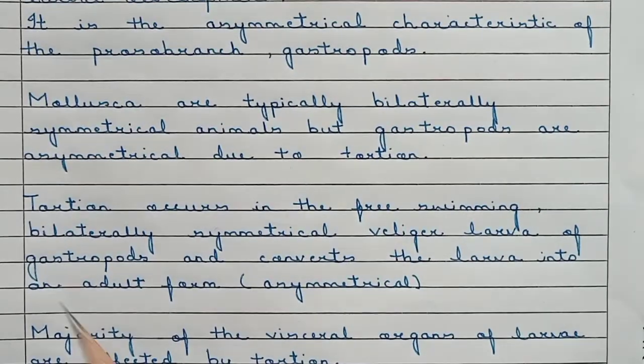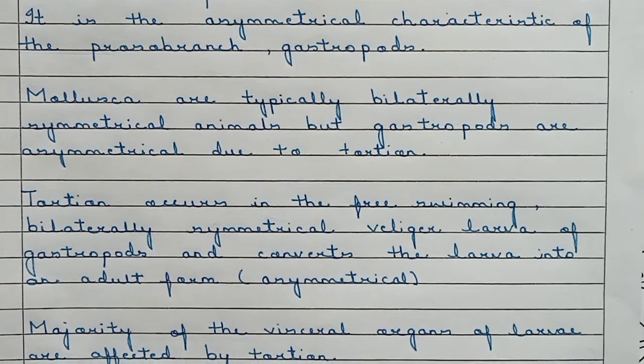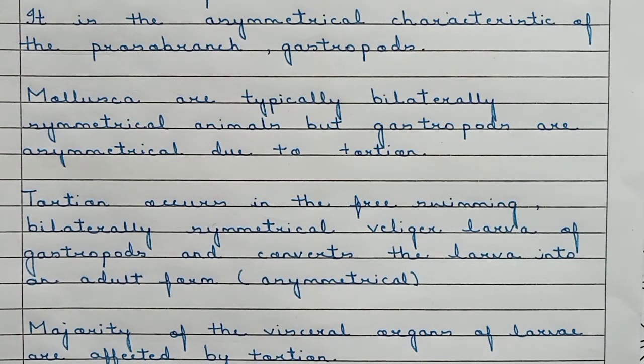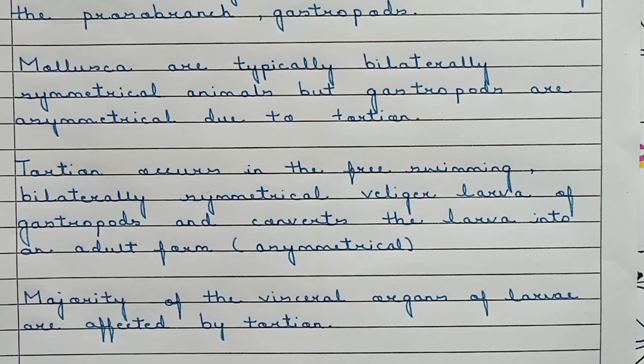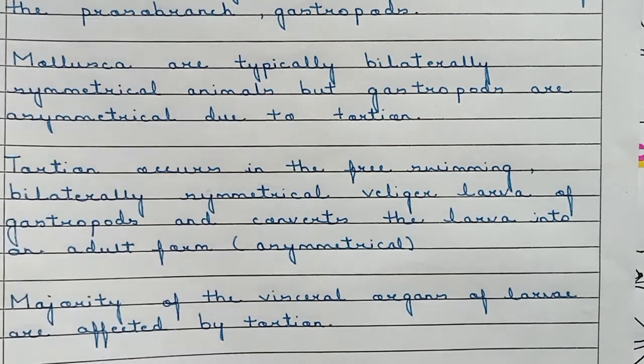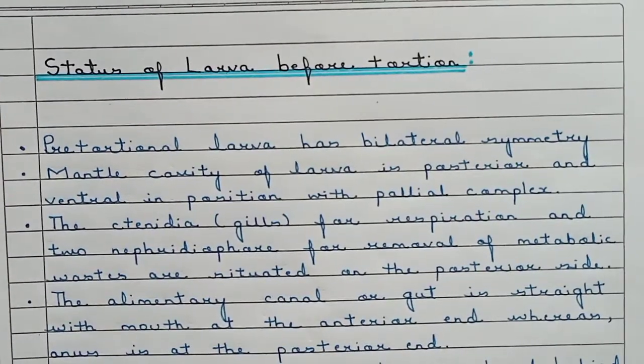Torsion occurs in the free swimming, bilaterally symmetrical veliger larva of gastropods, and it converts the larva into the adult form, which is asymmetrical. Before torsion the larva is symmetrical, but after torsion it becomes asymmetrical, and the majority of the visceral organs are affected by torsion. Now let us discuss the status of the larva before torsion.